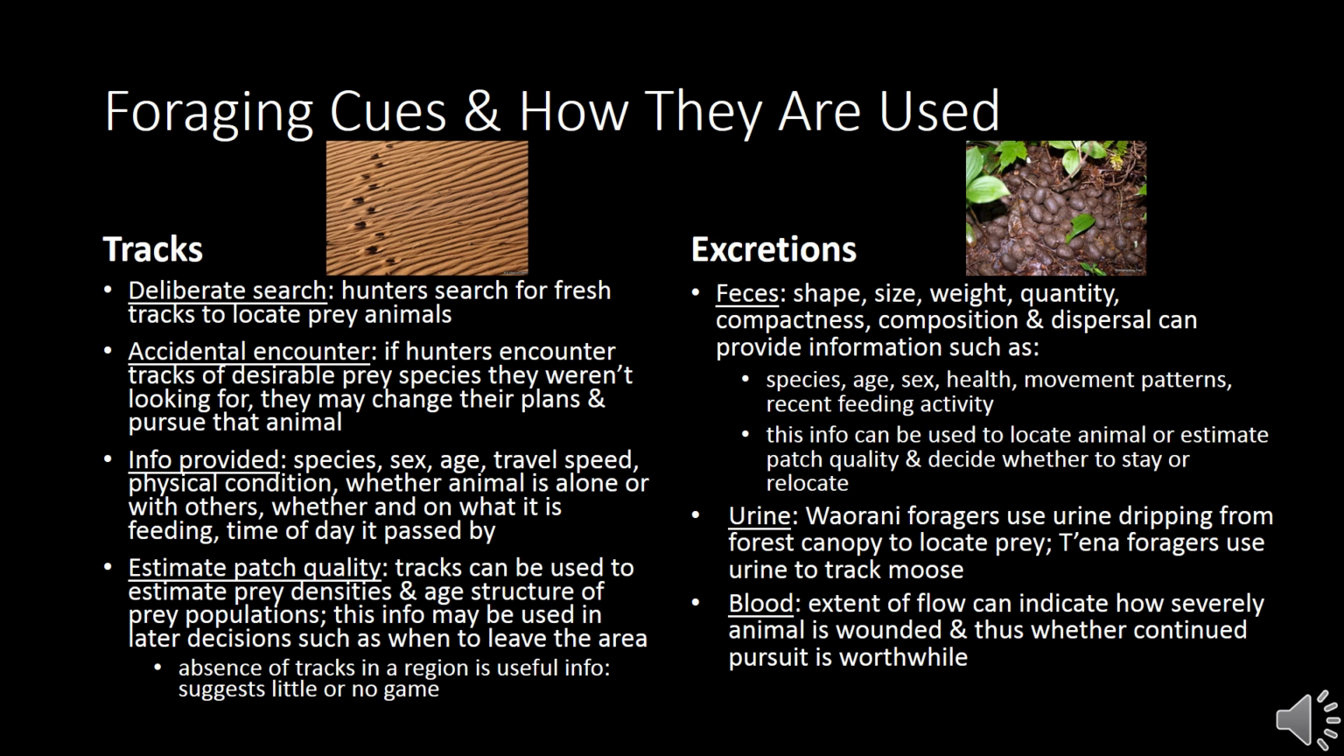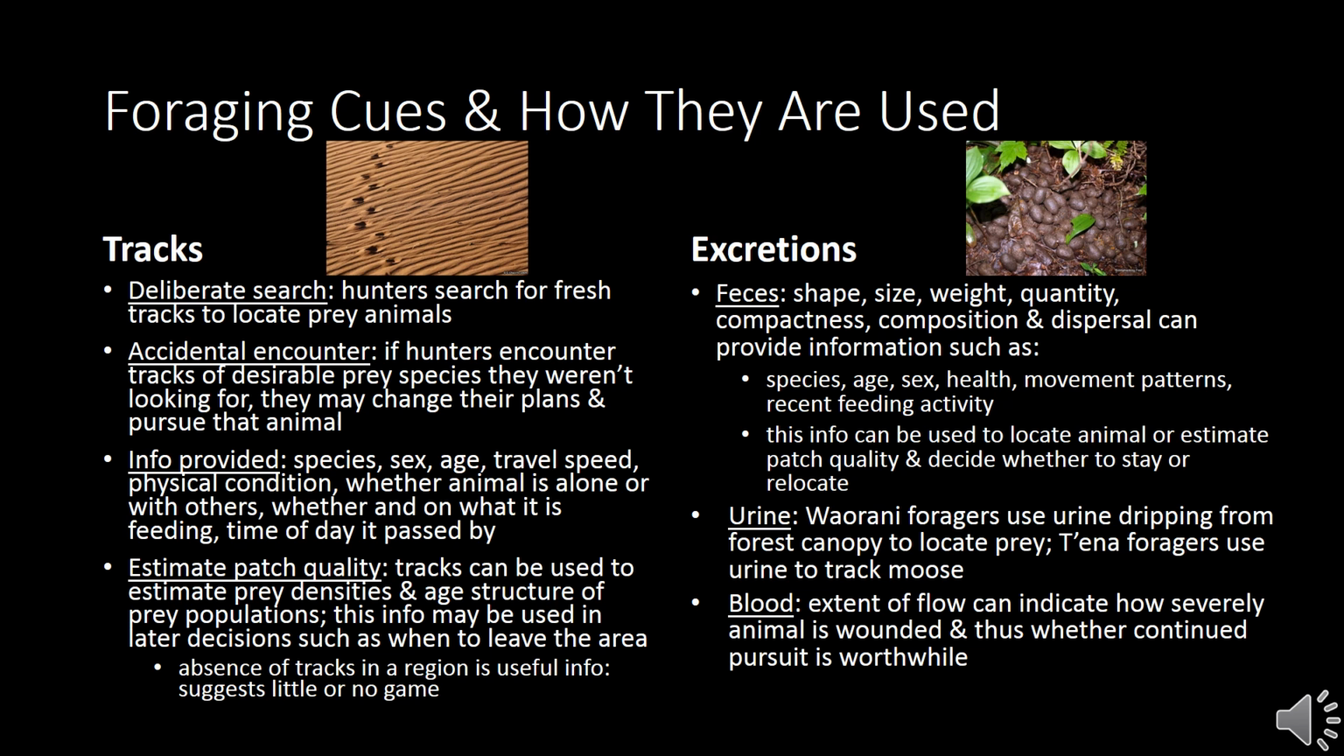Like tracks, the information gleaned from droppings can be used to locate the animal or to make estimates of patch quality and decisions about patch use, such as whether to stay or leave. Urine can also provide useful information. For example, moose can be tracked in part by noting where they've urinated, and Warani foragers use urine dripping from the forest canopy to locate potential prey.